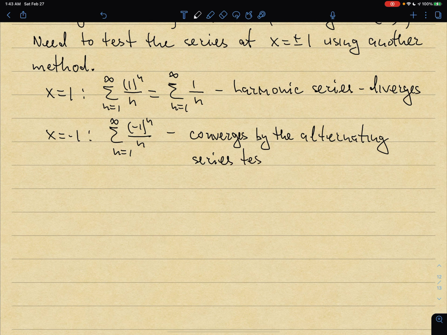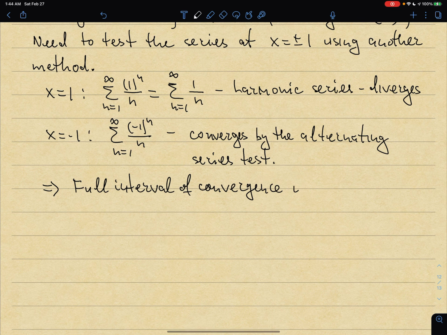And so, therefore, the full interval of convergence is going to include minus 1. Okay, and that takes care of this example.